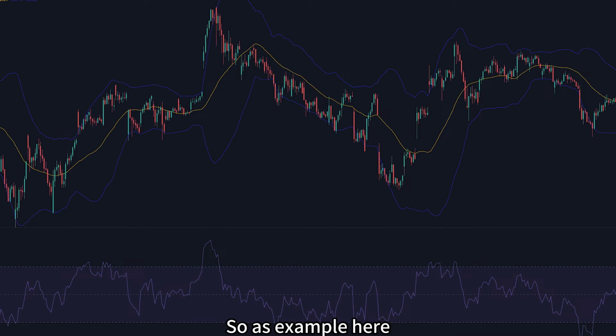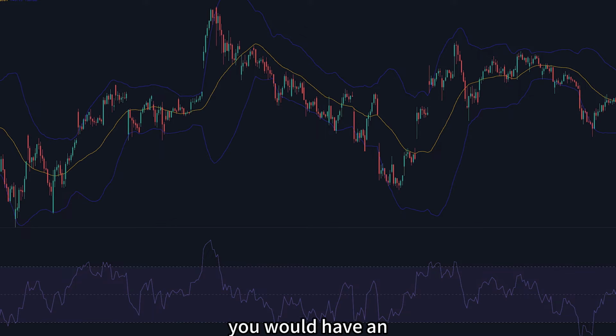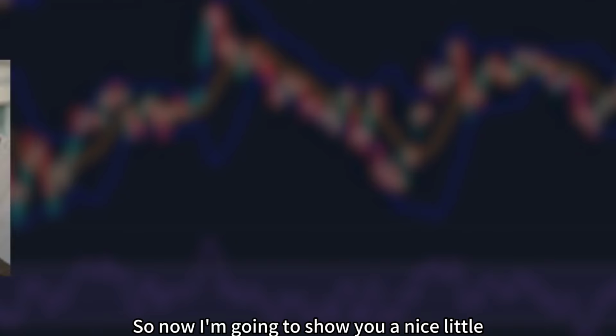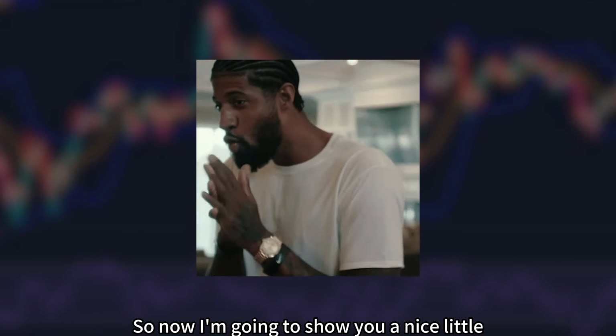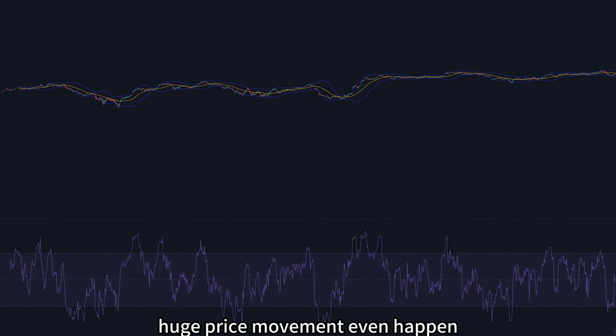So as an example here, the price goes below the lower Bollinger Band and the RSI is below 25. But the price just keeps on dropping. So if you enter here, you would have an absolute massive loss. So now I'm going to show you a nice little trick so you know beforehand, before this huge price movement even happens.